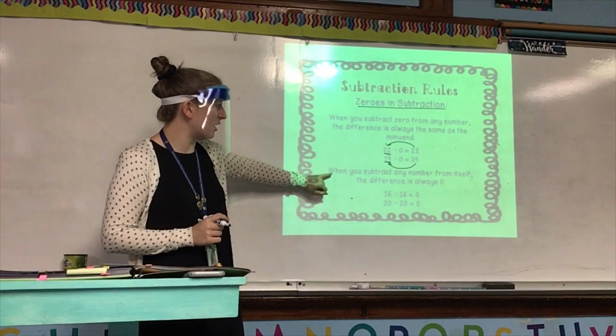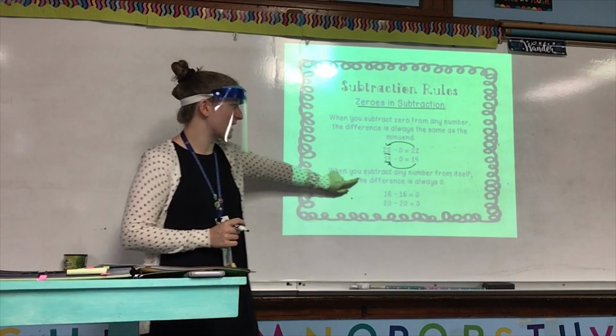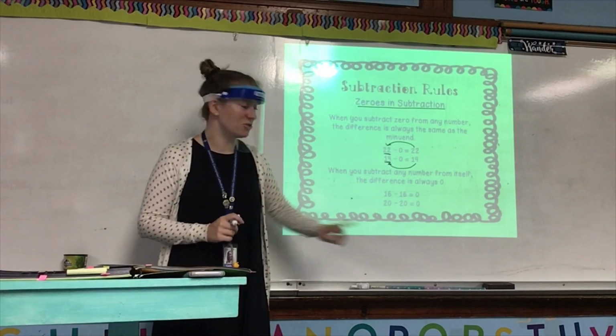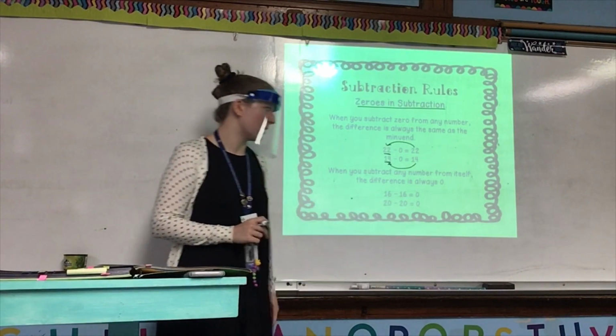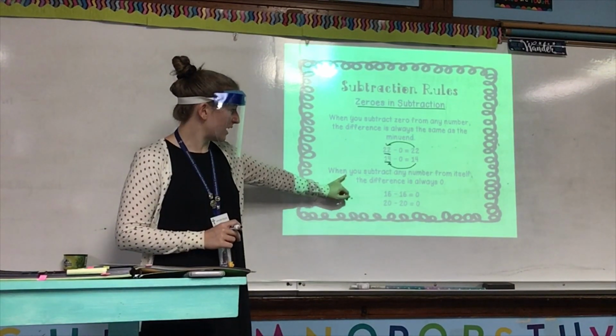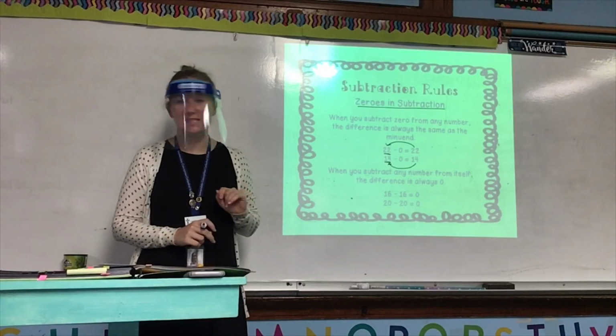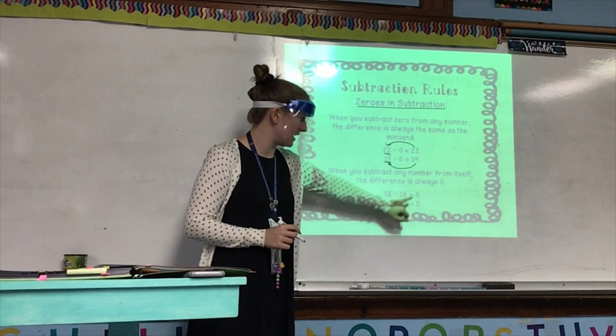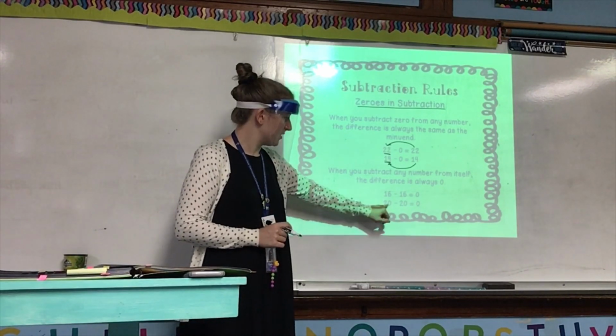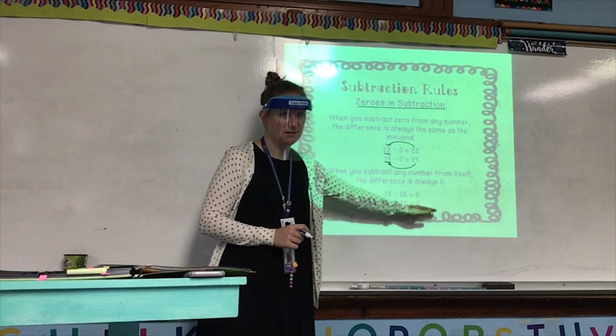Zeros in subtraction also says when you subtract any number from itself, that means your minuend and your subtrahend are the same, the answer is 0. So again, when you subtract any number from itself, the difference is always 0. 16 minus 16 is 0. 20 minus 20 is 0.